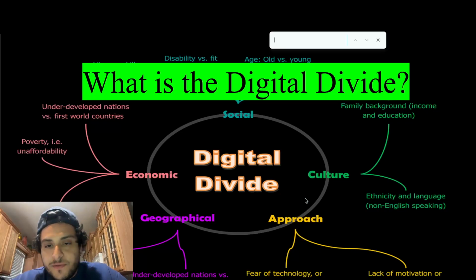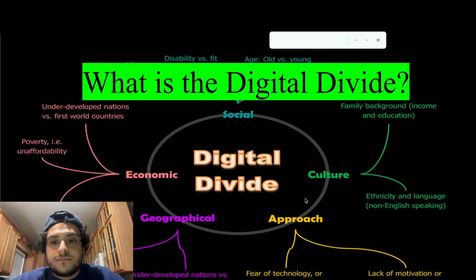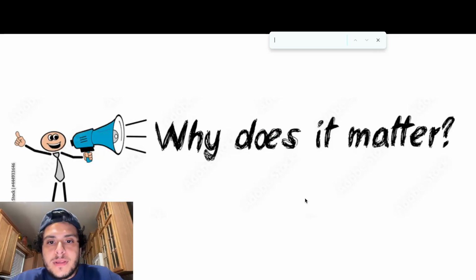So what is the digital divide? The digital divide is the unequal gap between those who have access to technology and the internet and those who do not. Why does this matter? By having a digital divide, it creates disparities in access to technology and the internet, impacting education, employment, and social participation with others, causing others to have disadvantages.